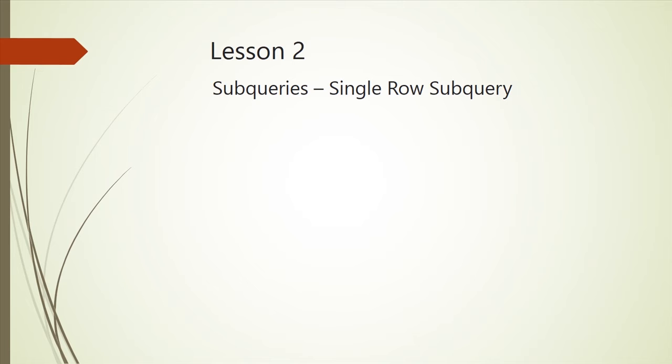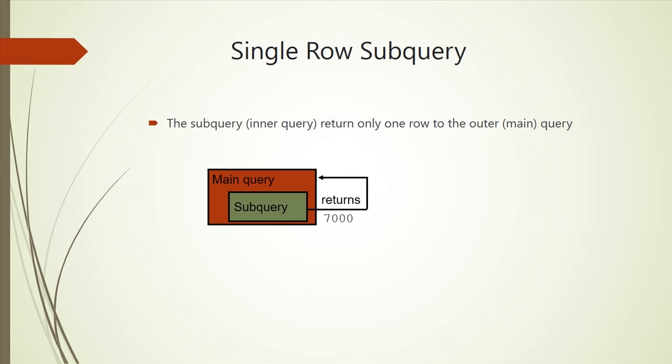In the previous lesson we discussed the idea of the subquery, the benefits of using subqueries, and how to write a subquery. Here we are going to learn about the single row subquery. A single row subquery is a subquery where the inner query returns only one record. The subquery only returns one record to the outer or main query. This is called a single row subquery. It returns only one record.